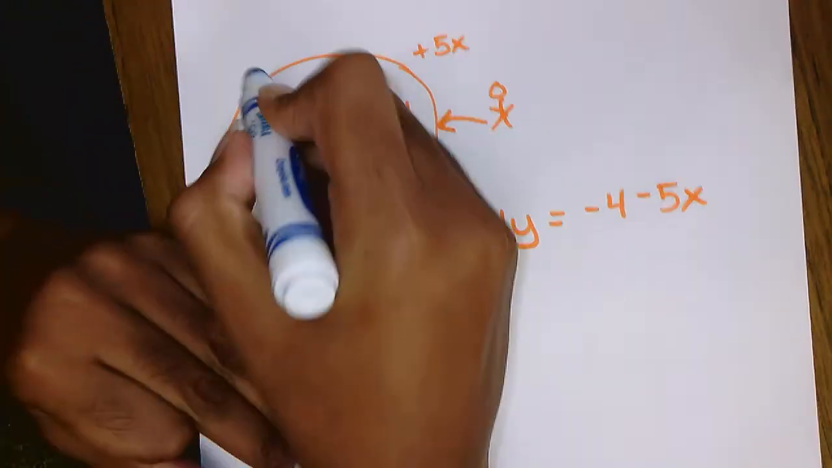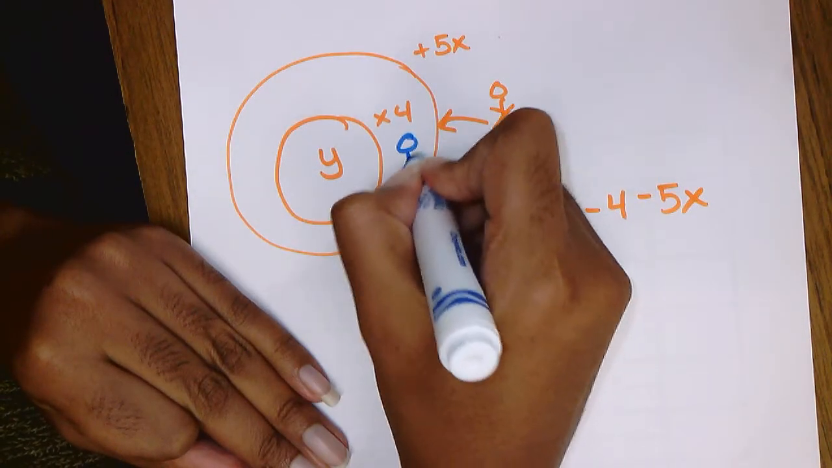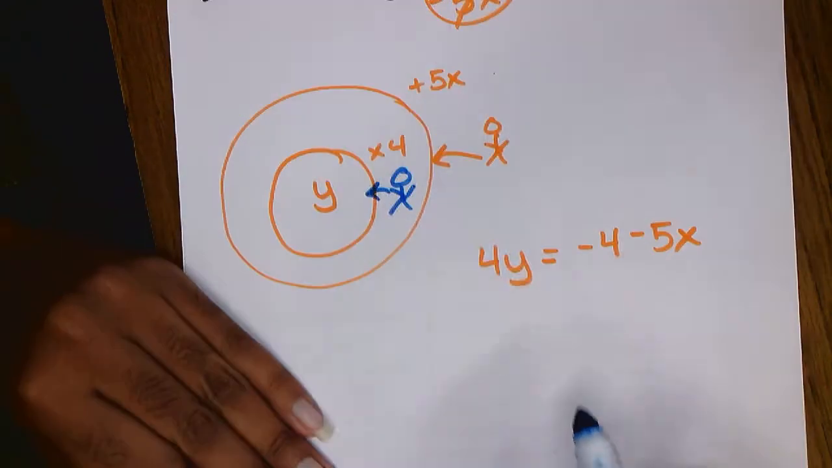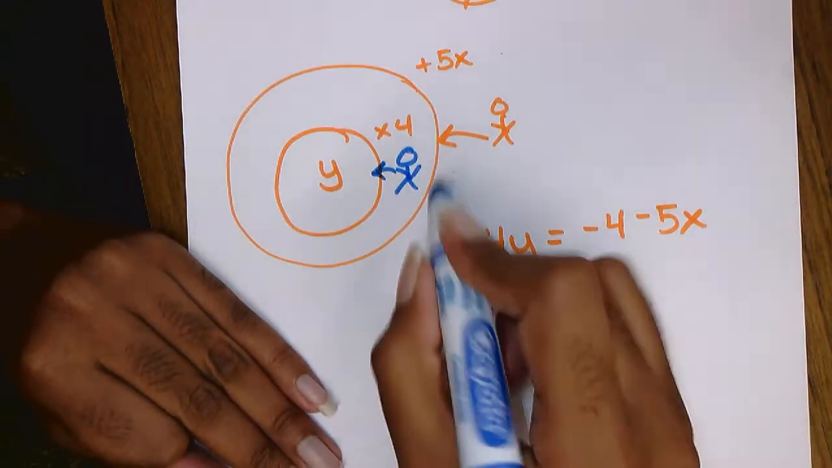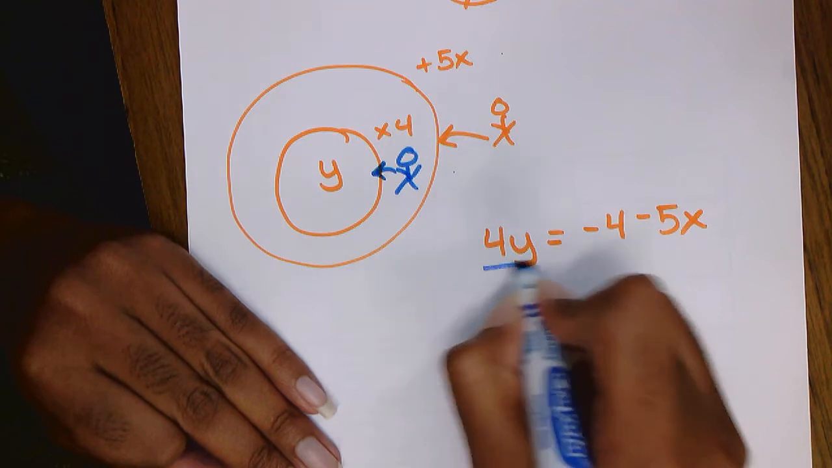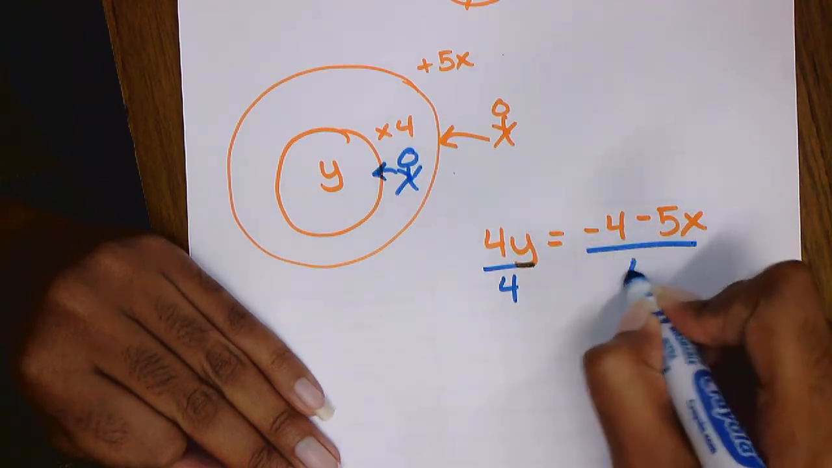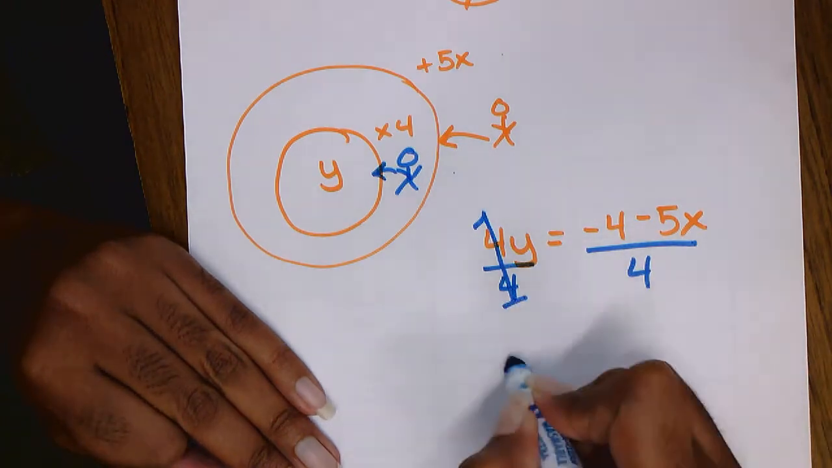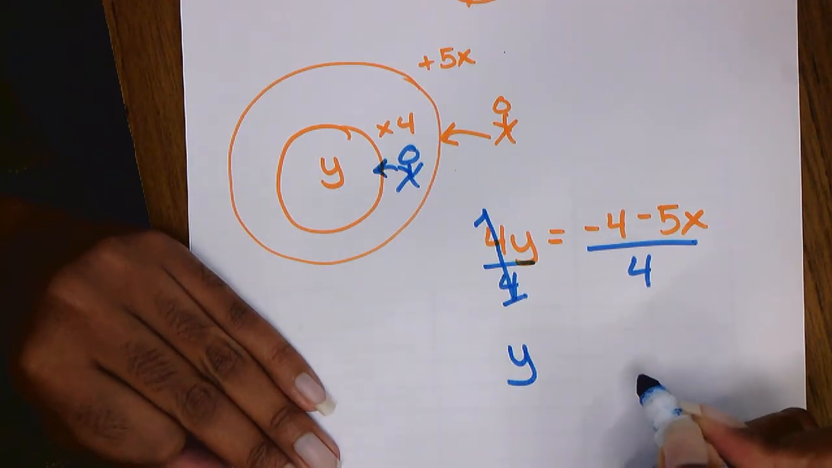So we have destroyed this wall, and now we're in the second wall. We need to destroy this one. So we need to destroy multiplying by 4. In order to undo multiplying by 4, we need to divide both sides of our equation by 4. 4 over 4 is a 1 pair, so we're just left with y on the left-hand side.